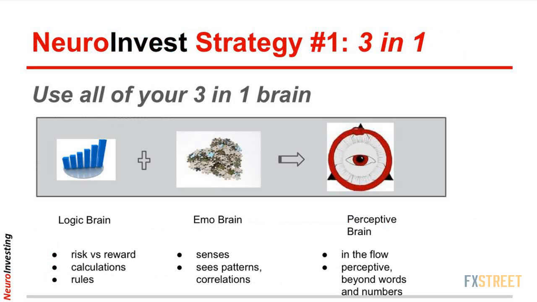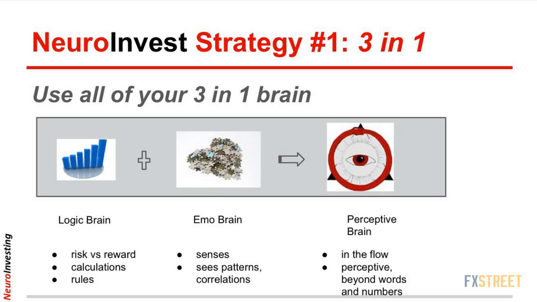Now, if you look into this graph here, strategy number one that I want you to take away is that there are three parts in your brain. Use all three in one brain. On the left here, you see your logic brain, which we are all very familiar with. We're trained from young to think logically, assess risk and reward of our trades, calculate, go by rules.